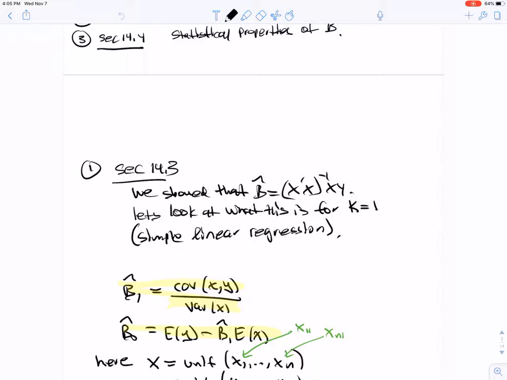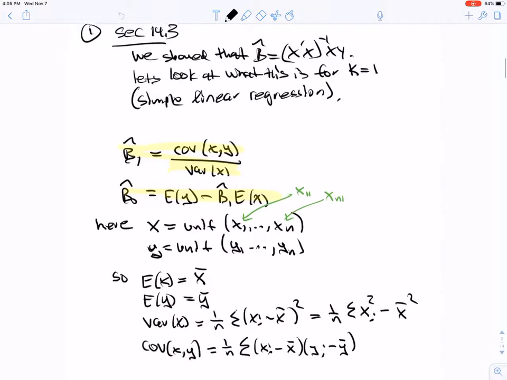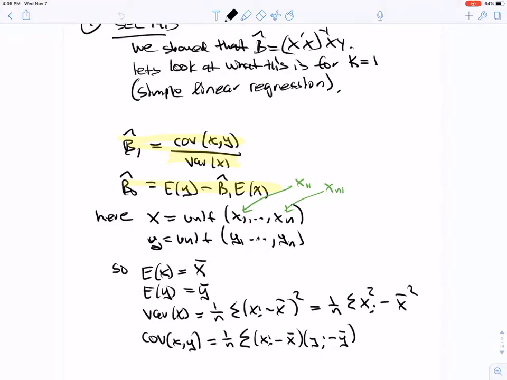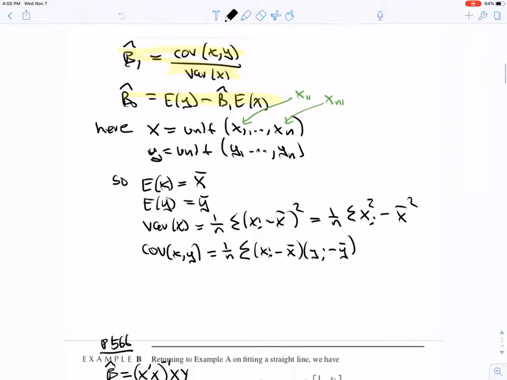Let's see here. We're going to introduce some random variable notation. So X is a random variable that's uniform on x1 to xn, and Y is a random variable that's uniform on y1 to yn. So the expectation of X is just the standard mean of x, and expectation of Y is the standard mean of y. Variance of X has the usual formula for variance. We have basically two formulas for variance that are equivalent, and covariance has its usual formula as well.